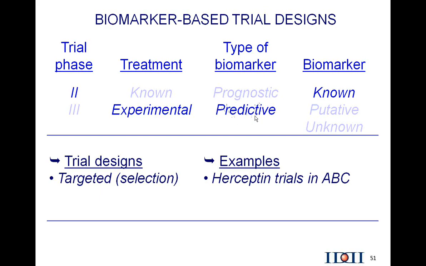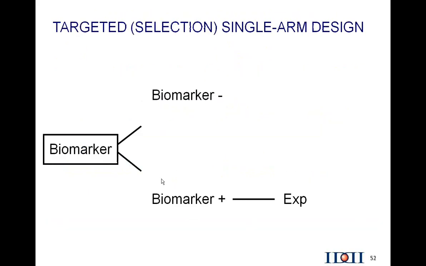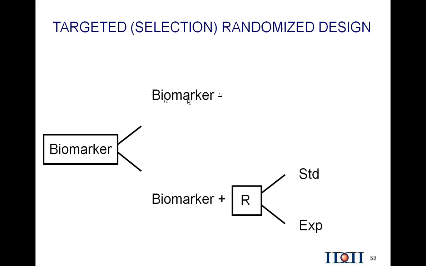We think we know the predictive factor that predicts the effective treatment, and therefore in phase 2 or in phase 3 we can use a targeted design. We can select the patients according to the predictive factor that we believe is well known. For example, Herceptin trials in advanced breast cancer. These trials were targeted at patients who had HER2/neu overexpression, and so these designs excluded patients who were biomarker negative. That means patients who did not have HER2/neu overexpression. These designs do not pose a particular problem.